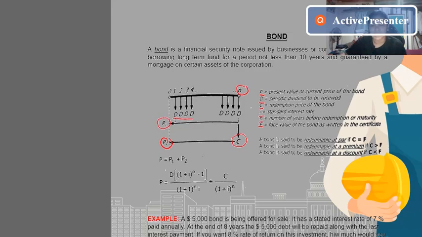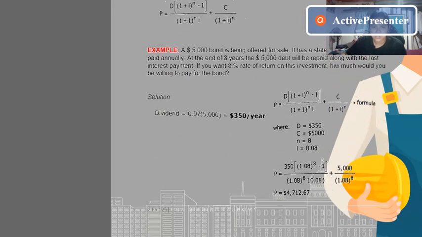So, let's have our example for bond. For our number 1 example, a $5,000 bond is being offered for sale. It has a stated interest rate of 7% paid annually. At the end of 8 years, the $5,000 debt will be repaid along with the last interest payment. If you want an 8% rate of return on this investment, how much would you be willing to pay for the bond? First, we need to write our given.